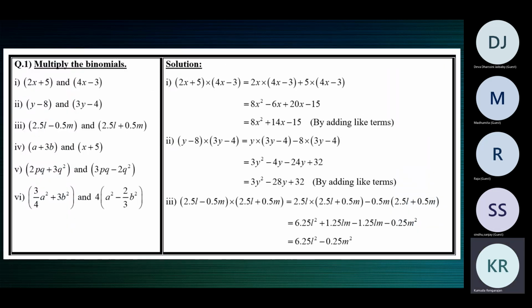Yes, check here. We'll discuss the third one because it has decimals. So how do we multiply these two brackets? As usual, the first term, second bracket, second term, second bracket. I missed the multiplication sign here. I told you, you can either show or not show. Here also, you can show the multiplication sign. If you don't show, it's okay.